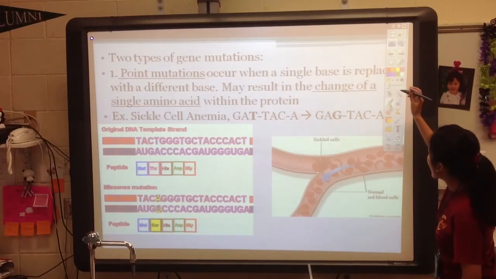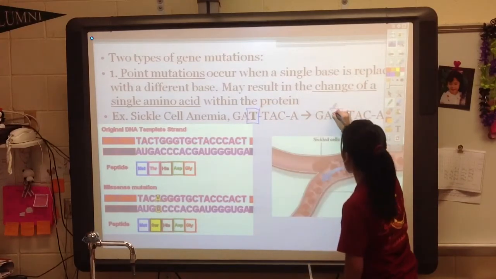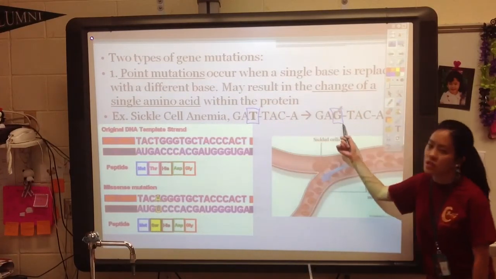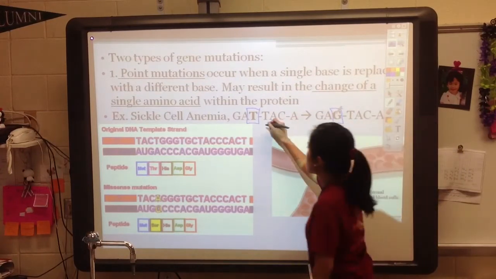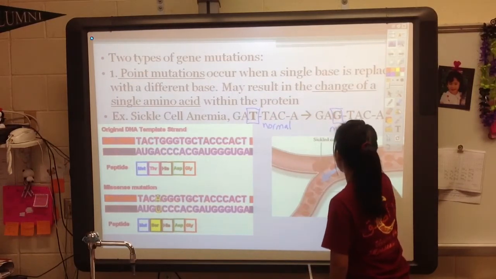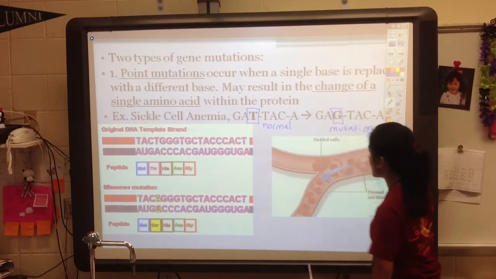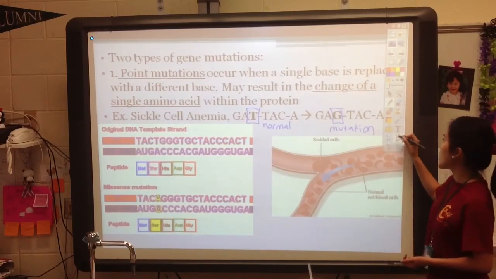And if you would take a highlighter or your pen and put a box or highlight this T with this G. This is your mutation. This is how it's supposed to be. This is normal. And this is our mutation. And write that in there as well. Okay? Now we do have one more type of mutation.